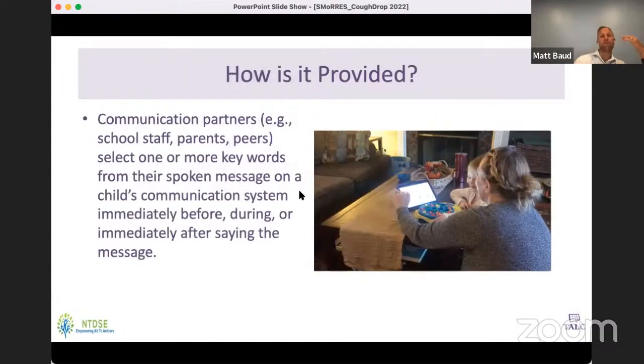Right. And so how do we actually provide partner augmented input? Well, this is where the parents, the teachers, the peers, the siblings, the paraprofessionals, whoever it is, point to one or more of the key words from their spoken message on that child's communication system immediately before, during, or after saying that message. The thing to really highlight here is we're talking and pointing at the same time. Again, think about that. What is partner augmented input? It's at least 2 different modalities. That's what's in our definition. So we want to do both.